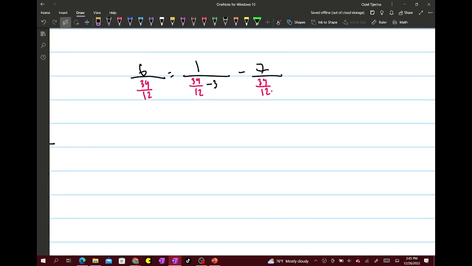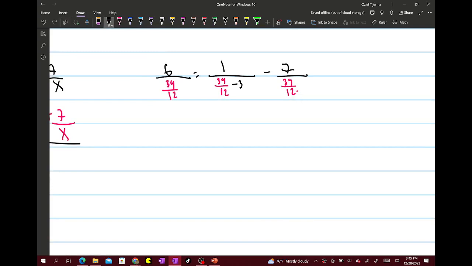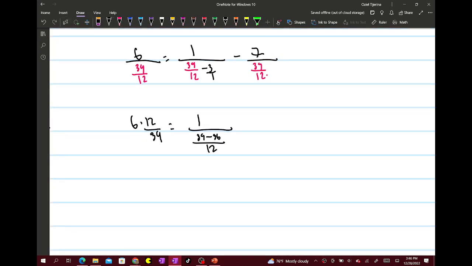So the way that I'm going to do it is we have 6, and then we know that it's being divided by 39 over 12, right? This really becomes 6 times 12 over 39. And then this is equal to 1 over, and we're subtracting here, so it'll be 39 minus 12 times 3, which is 36, all over 12. And then this will be minus 7 times 12 over 39.